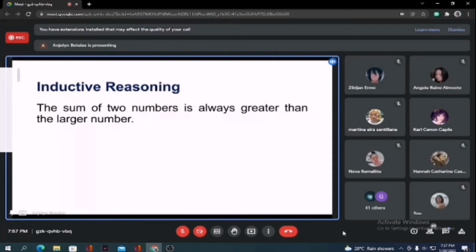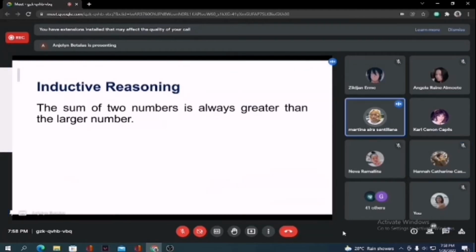No, the larger number there is only between those two numbers. Which of them is larger? So 25 and 25 do not qualify, because they are equal. You need two numbers, one smaller and one larger, so the sum is always greater than the larger number. So the larger number comes from your given two numbers. You cannot bring in another number. Do you understand? Okay, ma'am.